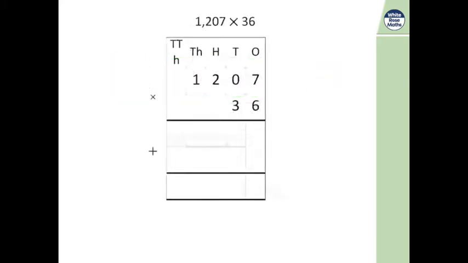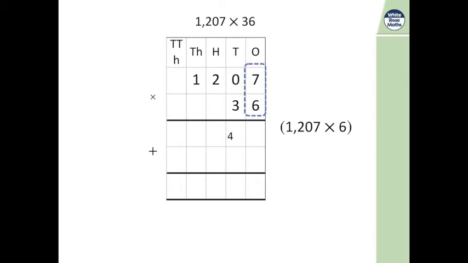1,207 times 36. So this is a 4-digit number multiplied by a 2-digit number. So this is now working at that year 6 level. Don't be scared by the numbers. As long as you follow the steps one at a time, you should be fine. We're firstly going to multiply 1,207 times 6. We're going to find 6 groups of 1,207.